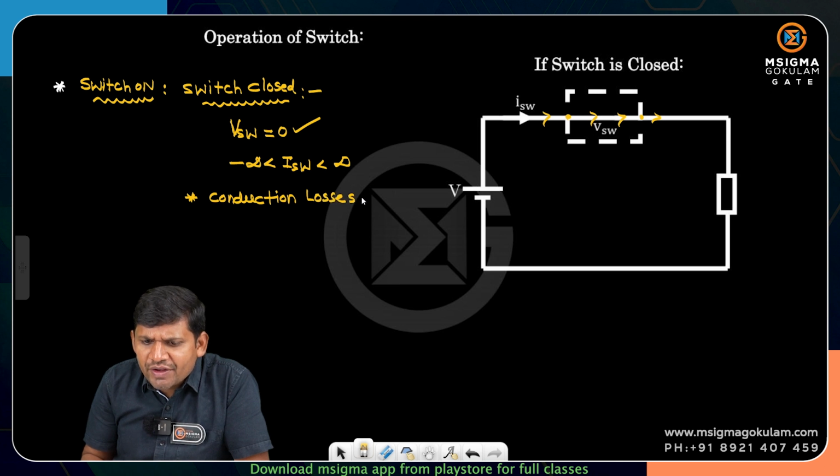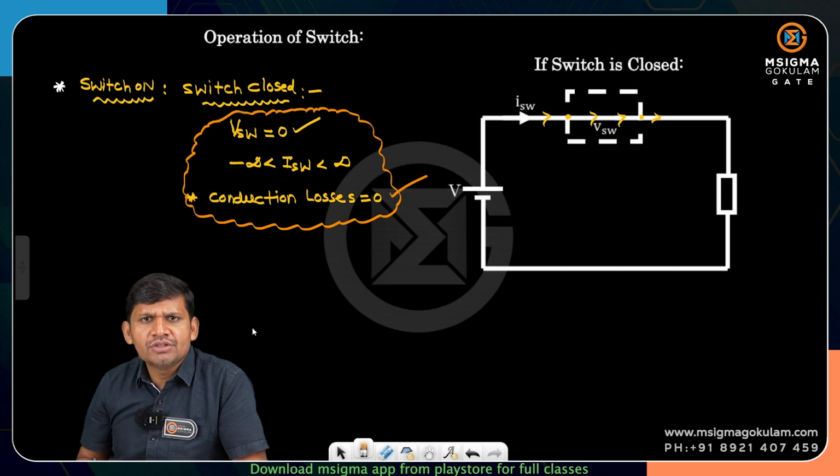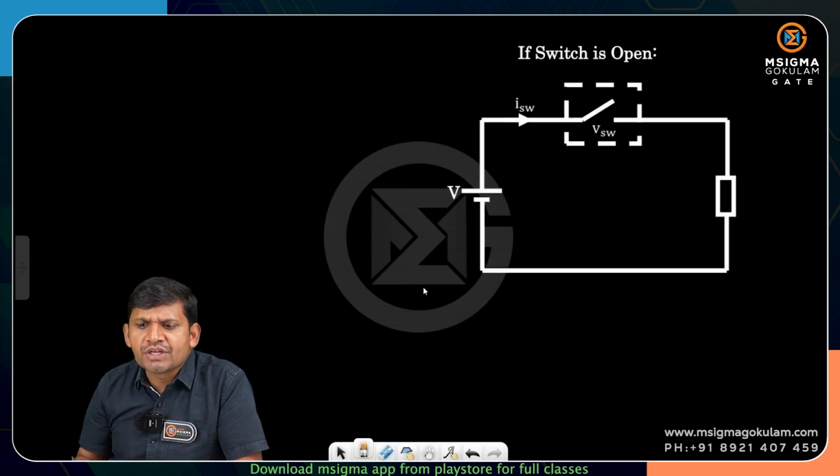Okay, these are the observations from the ideal switch. If the ideal switch is in the on state, the voltage across the switch is equal to 0 and it carries any current from minus infinity to plus infinity. Then what about the conduction losses? The conduction losses are 0. But one operation of a switch is one on and one off. Next, you see if the switch is in the off state.